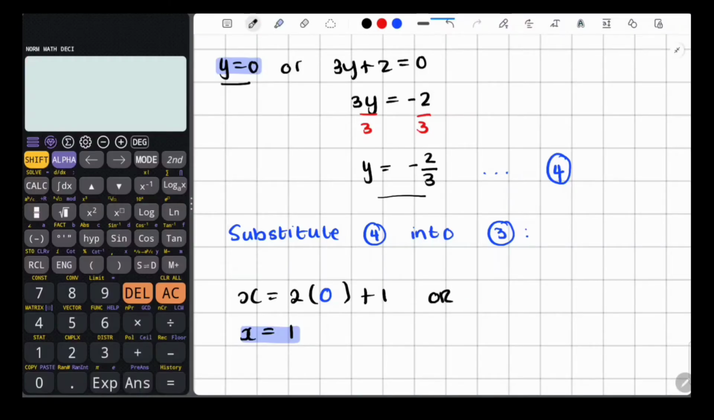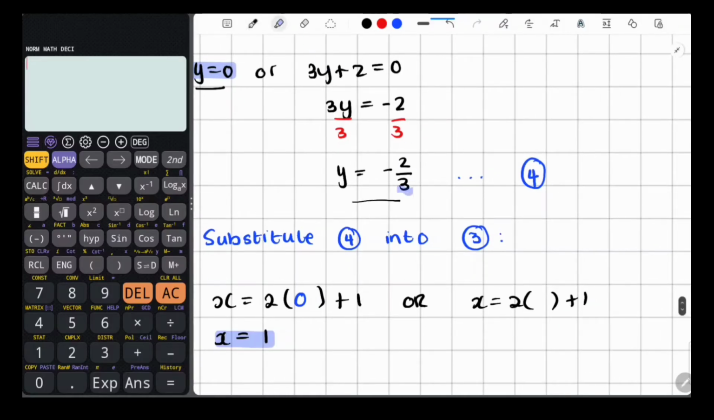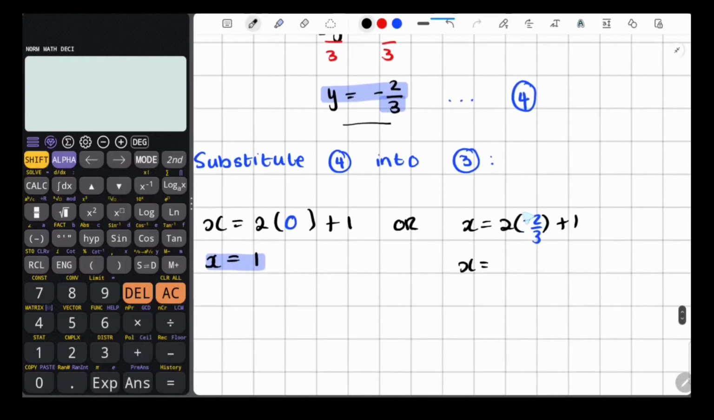Then we have, again, x is equal to 2, and then we're putting in y this time as negative 2 over 3. So in place of y, we're putting negative 2 over 3, and we're going to have x is equal to 2 times negative 2 over 3. This 2, since it needs to multiply a fraction, let's also make it a fraction. So we can put it over 1. When you're multiplying fractions, you multiply numerator with numerator, denominator with denominator. So on the top, we're going to have negative 4 over 3 and then plus 1.